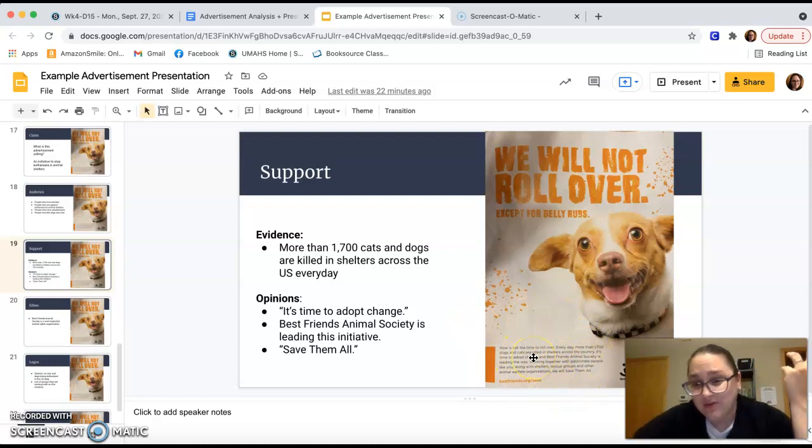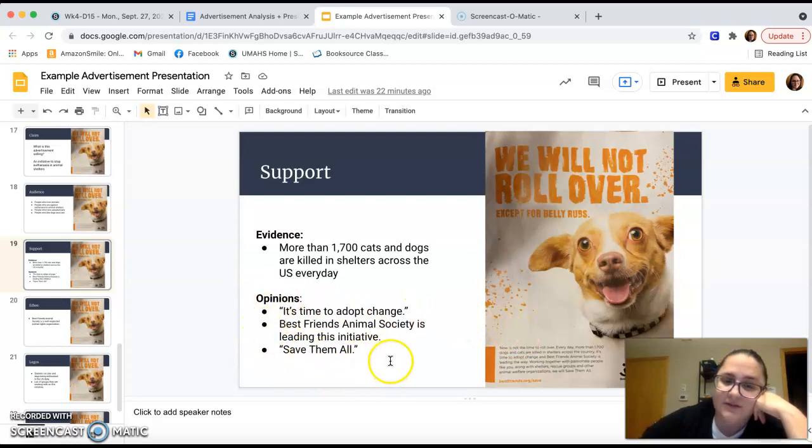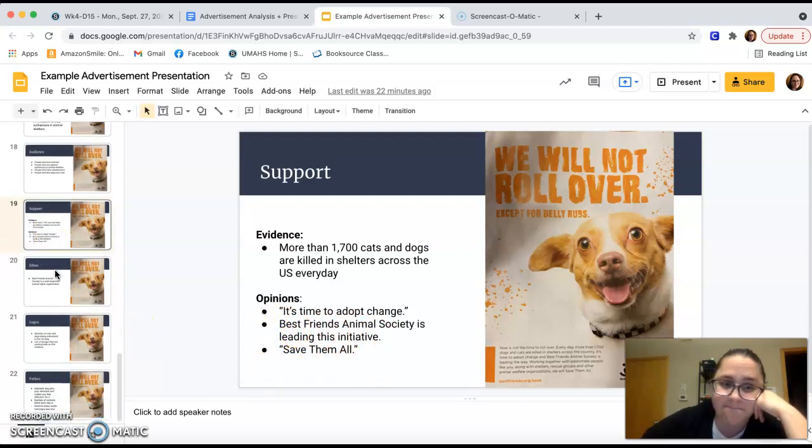Now they're saying that they're doing that. I don't know if they're actually leading the initiative. Maybe there's another group that's doing more. We don't know, but that's what they're putting in here. That's one of their opinions and the reasons why they're saying that what they're saying is important and something you should know. And then they have the tagline, save them all. All right, and that's an opinion that they believe that they should be saving all of the animals. Okay, so that's my support, my evidence, and my opinions.